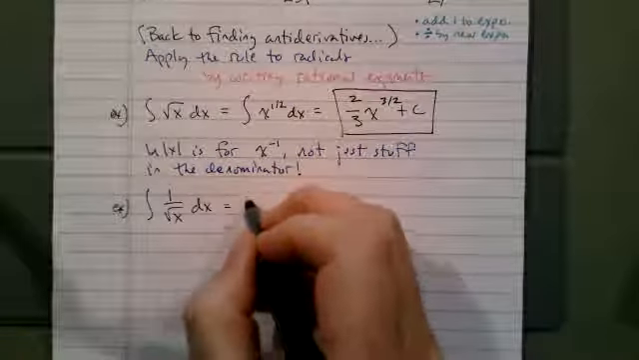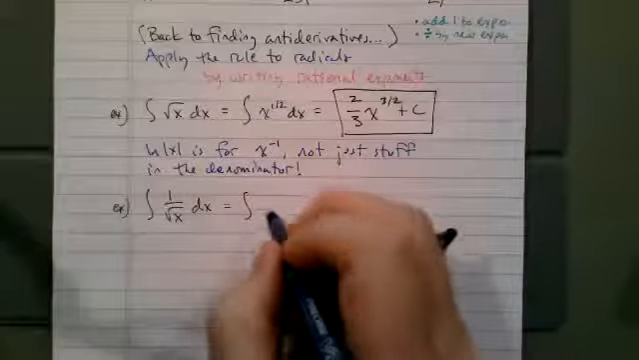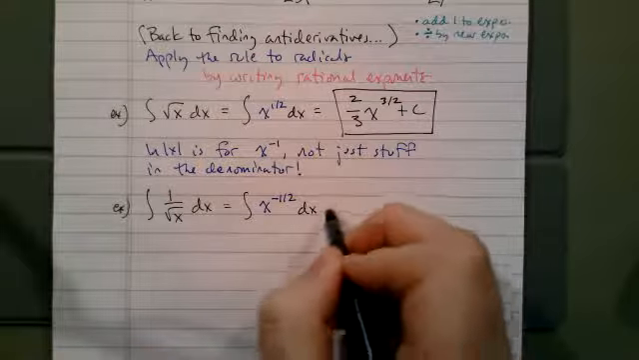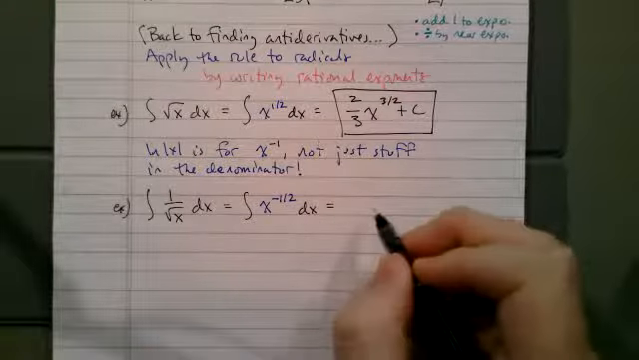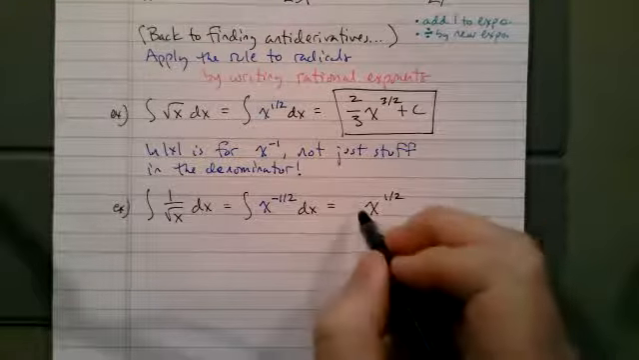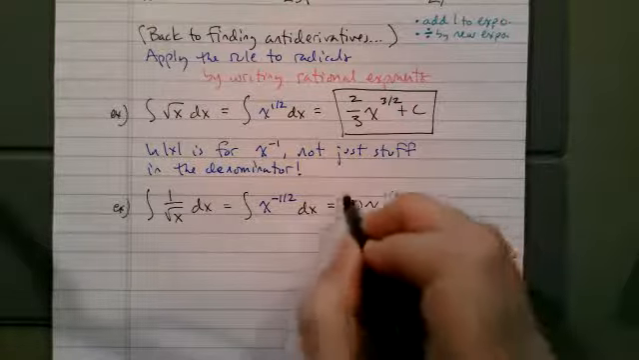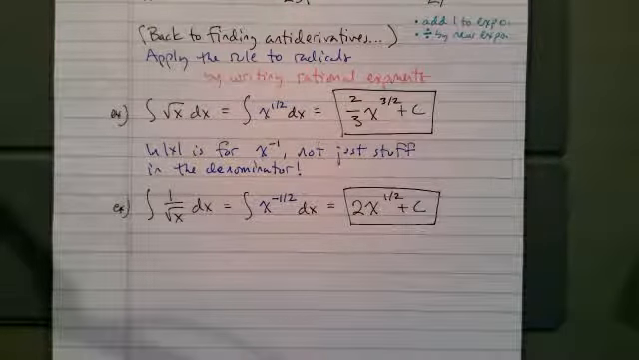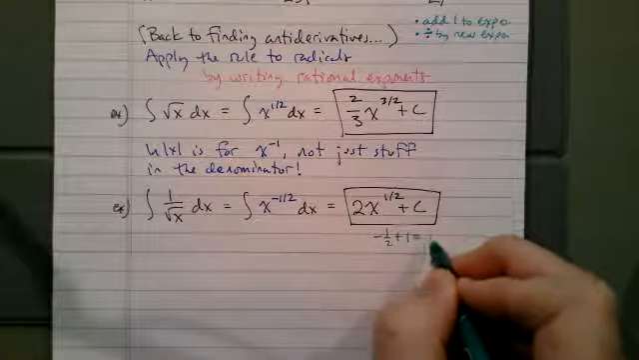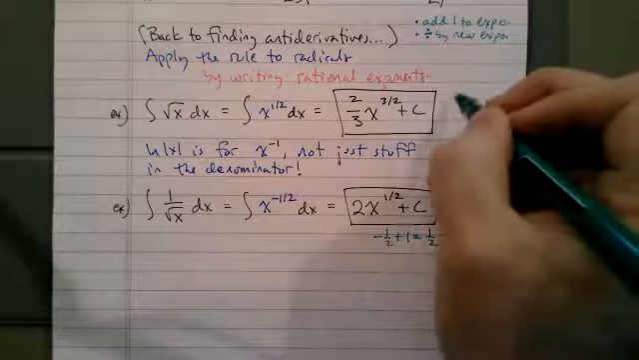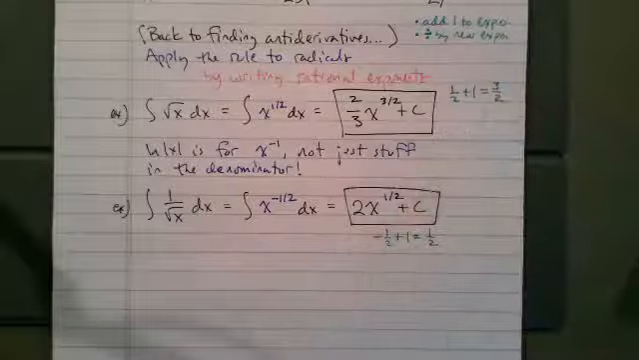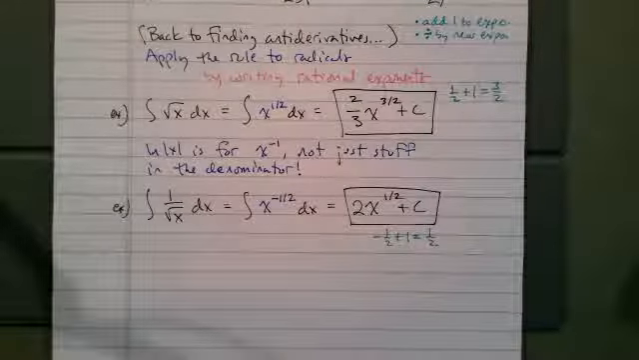So we just write it as powers of x. This is an x to the -1/2. So we do the same thing. We add 1 to the exponent. -1/2 plus 1 is 1/2, and we divide by the new exponent, which is multiplying by the reciprocal. Just like up here, where 1/2 plus 1 is 3/2.